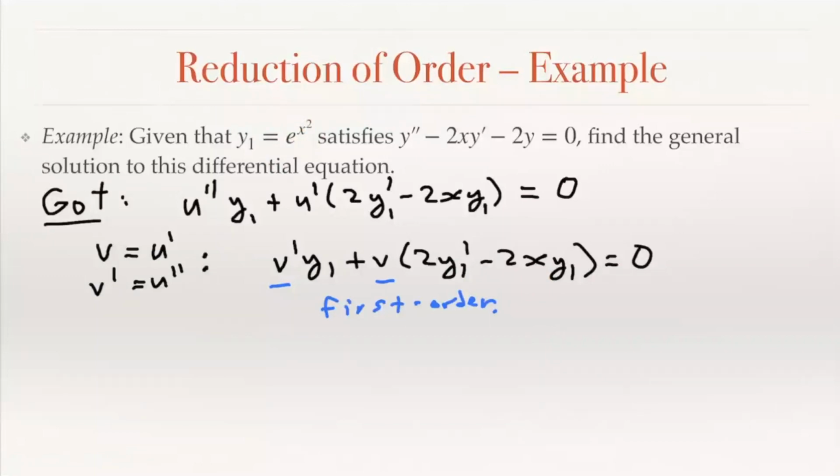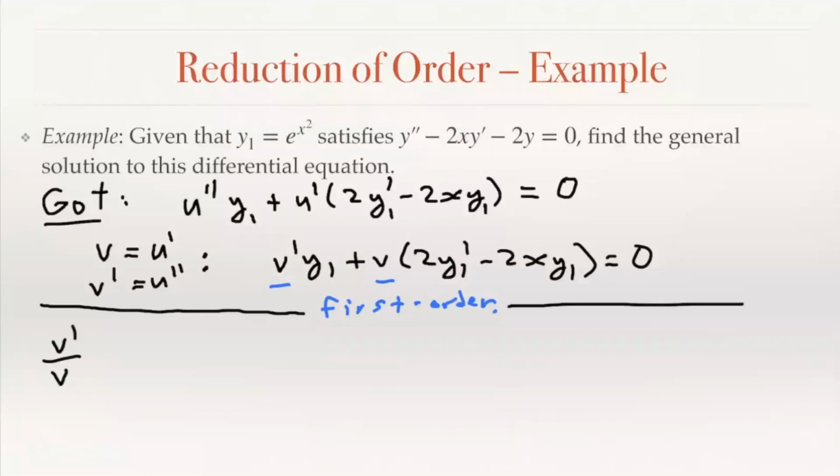So we can solve this using integrating factors, but I'm going to show you a trick that will skip a step and make this much nicer. Let's rearrange this as follows. This is v prime over v is equal to 2x minus 2y1 prime over y1. All I did there was I moved this to the other side, divided both sides by v, divided both sides by y1, and then this y1 over y1 went away.